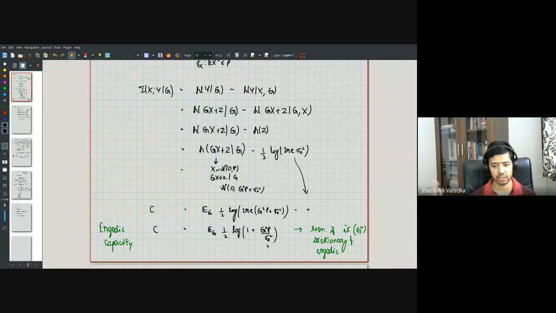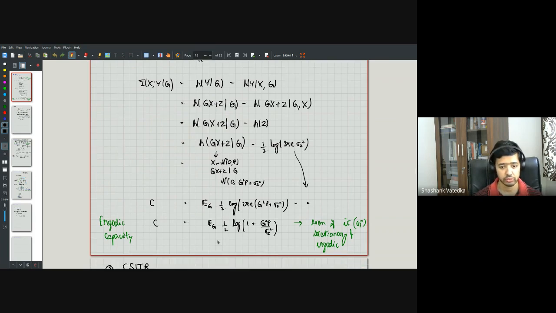So you fix a rate r, which is slightly below the capacity, then there exist codebooks for which the probability of error is vanishing with n, as long as r is strictly less than this particular quantity. And this r is fixed beforehand, even before the decoder knows what the channel coefficients are. Anyway, the encoder doesn't know anything.